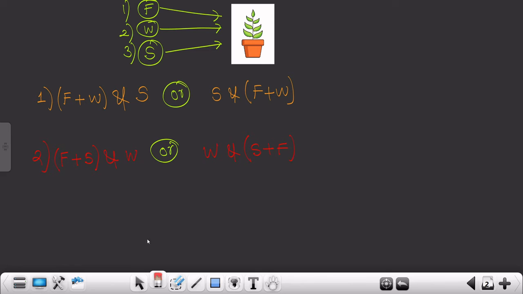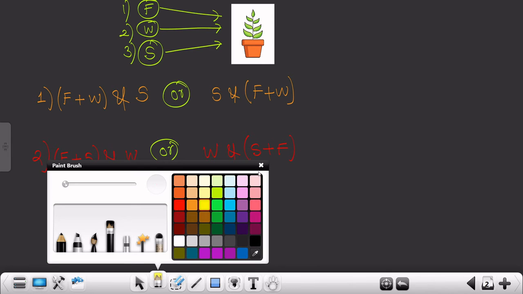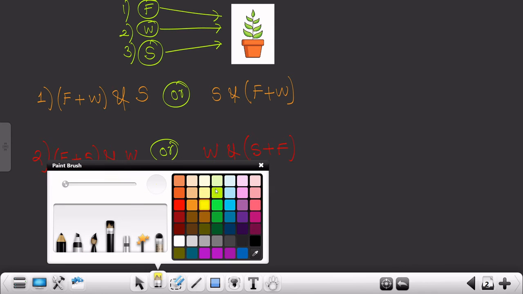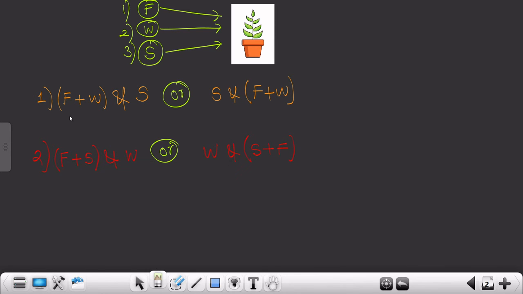Apart from that, there might be many cases, right? There might be many cases, maybe 3, 4, 5. That is not important. What is important for us is this. What is important for us is this.